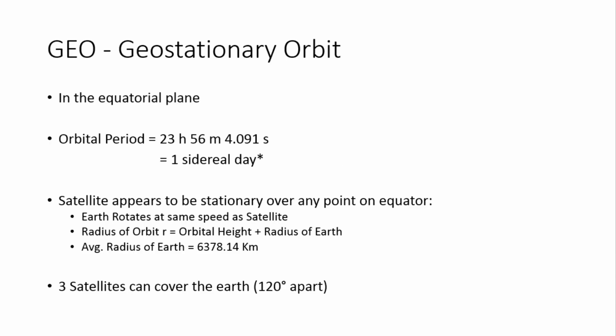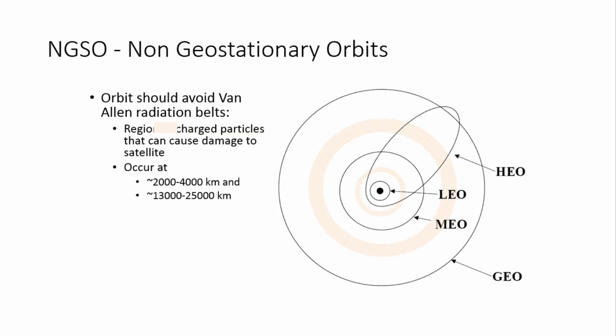GEO, that is geostationary orbit, is in an equatorial plane, with an orbital period of 23 hours 56 minutes. The satellite appears to be stationary over any point on the equator, because the Earth rotates at the same speed as the satellite. The orbital radius r is equal to the orbiting height plus the radius of the Earth. The average radius of Earth is 6378.14 km. Three satellites can cover the Earth, 120 degrees apart.